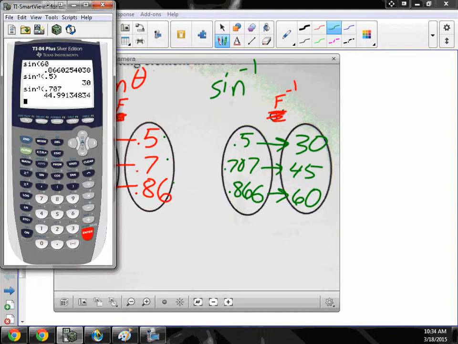And then second sine of 0.866 should be really close to 60 degrees. Why are those numbers not perfect? I didn't use all the decimals. So this number is not totally correct. I rounded it off, and because I cut those decimals off, my angles are going to be just a little bit short.